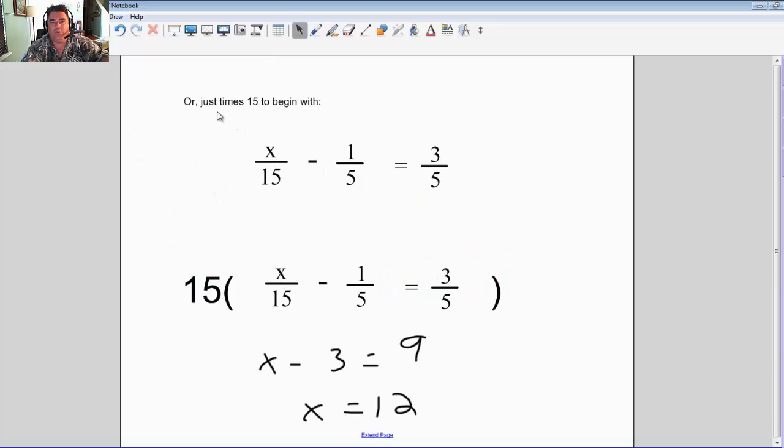And finally, the fourth way, just times 15 to begin with. So take this whole mess and times by 15. Remember, this is 1x, so 15 times 1 divided by 15 is x. 15 times 1 is 15 divided by 5 is 3. Don't forget the minus sign. And then the equals. 15 divided by 5 is 3, times 3 is 9. Add 3 to both sides, you got 12. And yes, for those of you who are able, you could even use your calculator and use the fraction button if it helps you too.